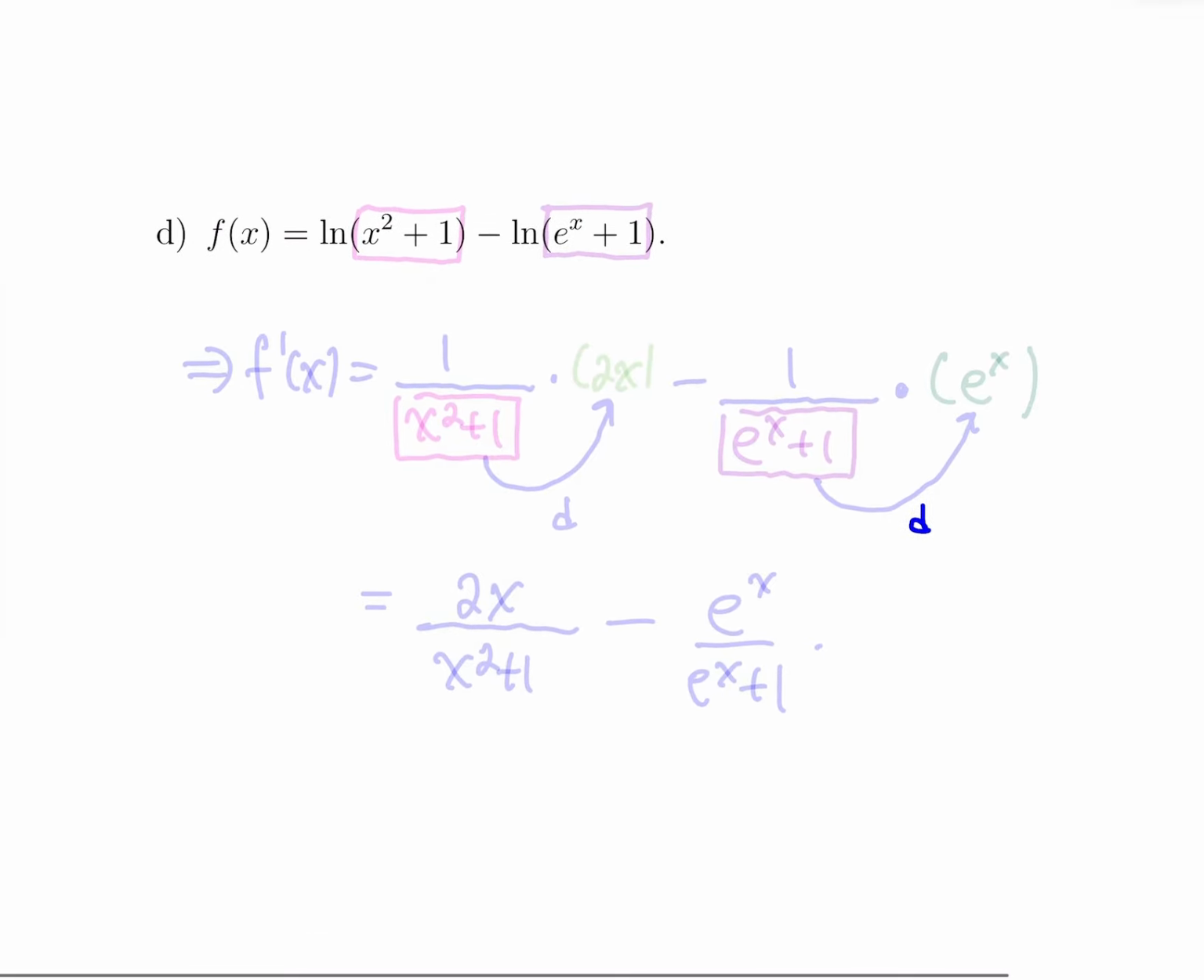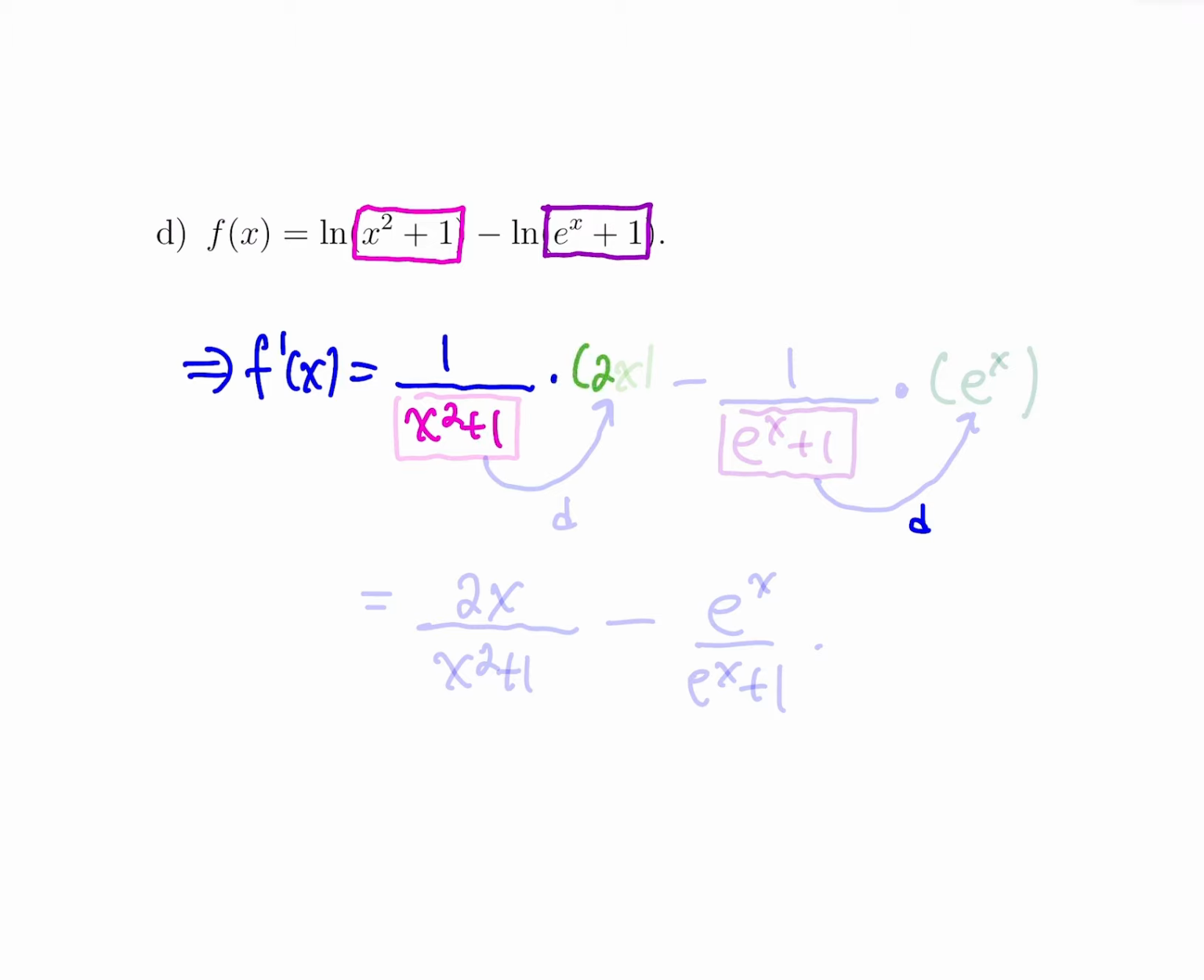I want to compute the derivative of ln of x squared plus 1. So I have something inside ln, plus or minus, sorry, ln of e^x plus 1. So here, this is the first time I'm going to use a chain rule using the logarithmic function. So here we go. For f prime, I have ln of some stuff. So you get 1 over that stuff. You know the derivative of ln of x is 1 over x. Ln of anything will be 1 over that anything.